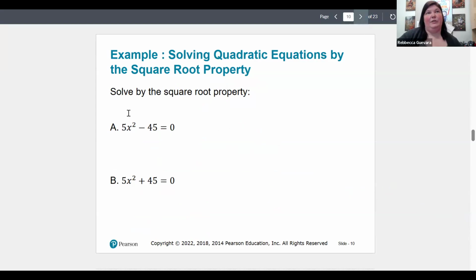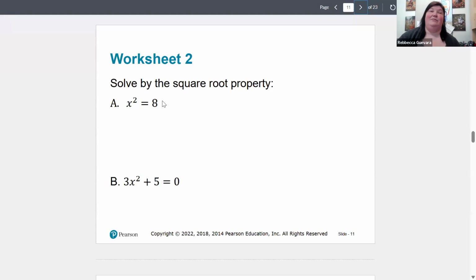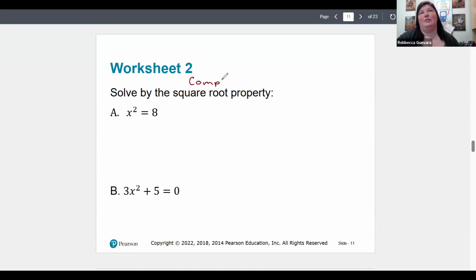So worksheet number 2, you have x squared equals 8. Bear in mind, you still have to simplify if you have radicals. And then you have 3x squared plus 5 equals 0. And we are going to be looking for complex solutions. Look at the complex numbers. So like I said, we'll have complex numbers here if needed.